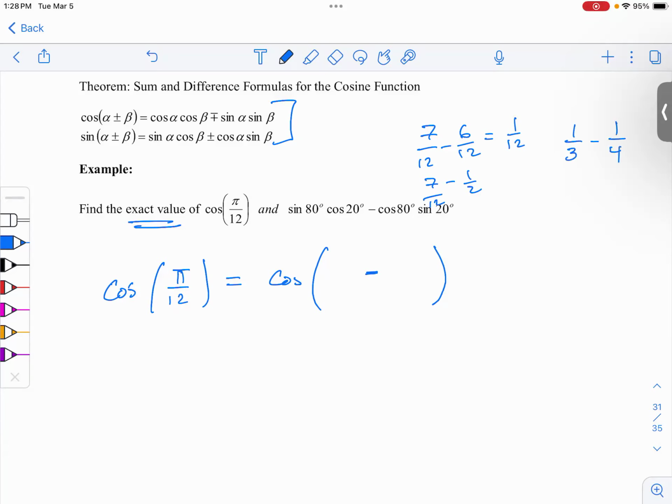How about 1/3 and 1/4? What does that become? So that becomes 4/12 minus 3/12. Does that make 1/12? Yeah. And oh, look at that. 1/3 minus 1/4. What angles are those? Pi over 3 and pi over 4, right? I'm just dropping the pies, right? So I have pi over 3 minus pi over 4.